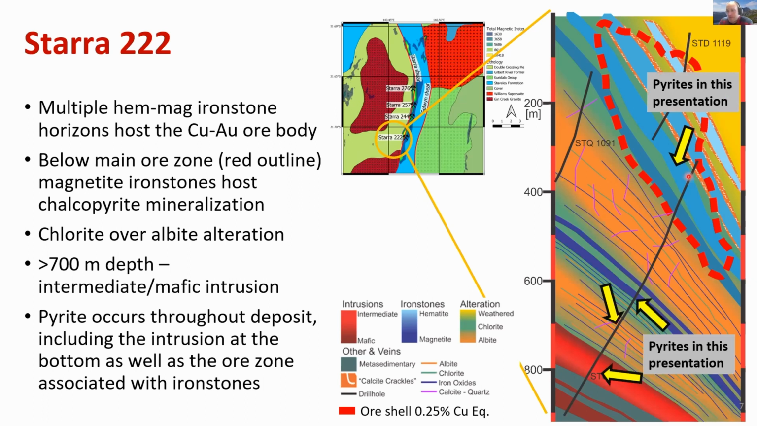Those are the samples I'm going to show you: a few from the ore zone, then pyrites from the magnetite-dominated ironstones, and then pyrites from the more albite and chlorite alteration facies, and then some pyrite from the intermediate intrusions at the bottom of the drill hole that I sampled.